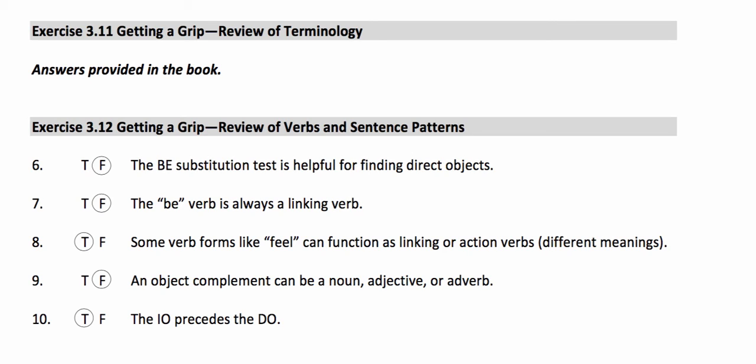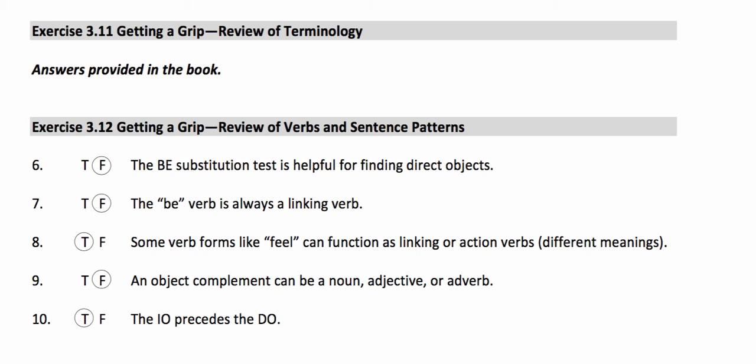Number 8, some verbs like feel can function as a linking or action verb. Yeah, that's true. I can feel something. Feel is an action, but I can also say the weather feels hot. So in that example, it's linking. So feel can be both. An object complement can be a noun, adjective, or adverb. Well, it can be a noun. Object complements can be an adjective, but no, they can't be an adverb.